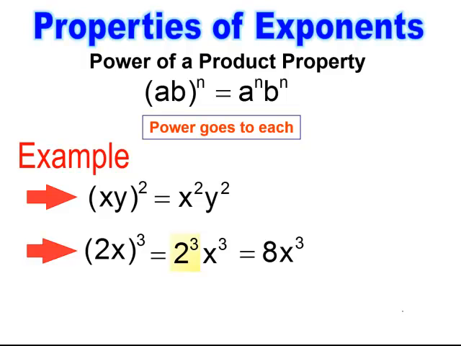So when you have a numerical part and a quantity to a power, you're going to have to take that power and give it to the number, and then you're going to have to evaluate it. So you end up getting 8 x to the 3rd power. Be very careful here not to fall into that problem of taking the number and just multiplying it to the power and getting 6 instead of 8. It is 2 to the third power. It's not 2 times 3. So be very careful when you're doing the evaluation.